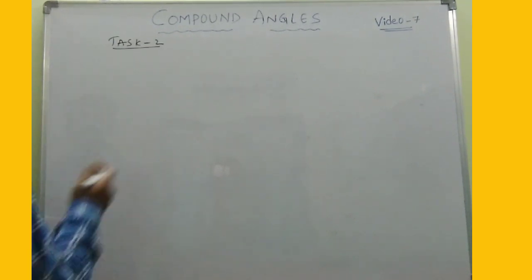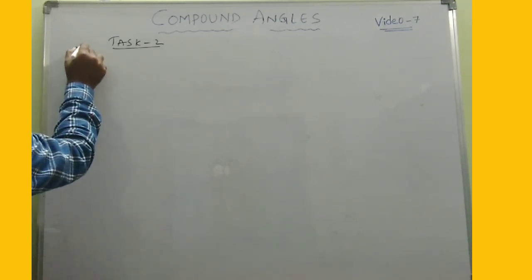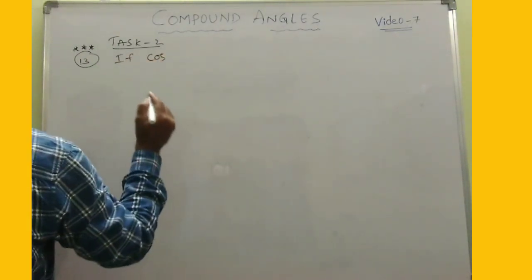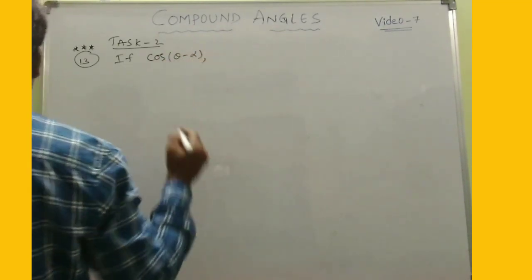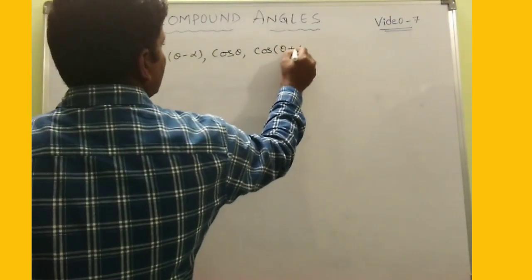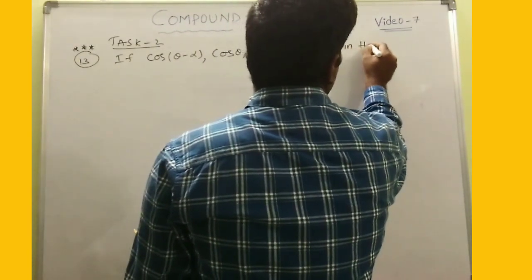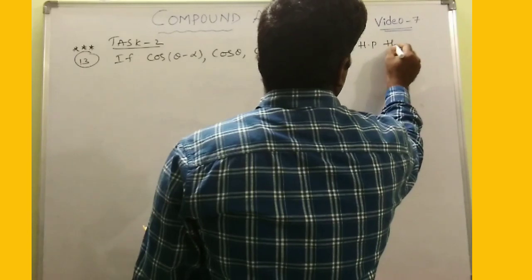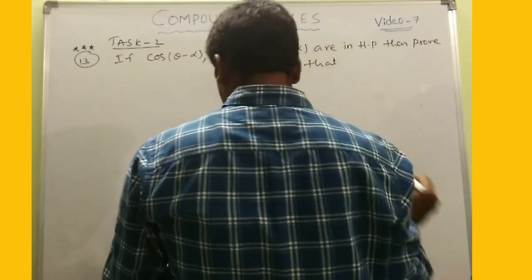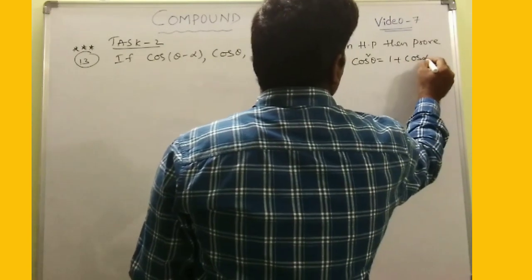After that, coming to problem number 13. Very important. Please note down the question first of all. If cos of (theta minus alpha), cos theta, cos of (theta plus alpha) are in harmonic progression, HP, then prove that cos square theta is equal to 1 plus cos alpha.